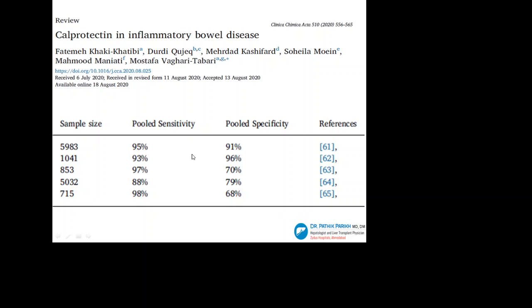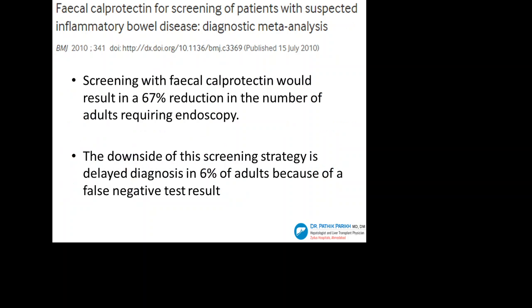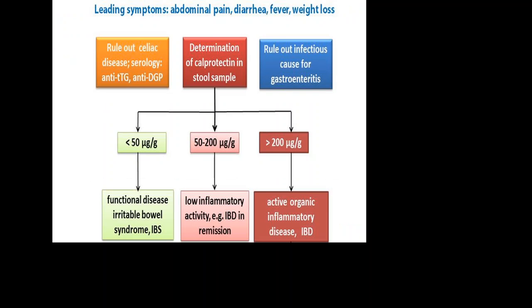In a recently published study, the sample size was nearly 6,000 patients, with a sensitivity of 95% and a specificity of 91% in diagnosing inflammatory bowel disease, or helping us come to a conclusion. So if we use fecal calprotectin as a screening modality, the number of colonoscopies was reduced by 2/3, but at the cost of missing 6% of patients with IBD.